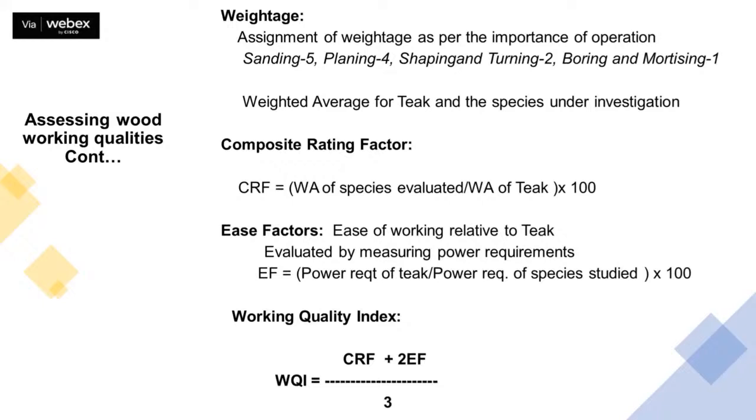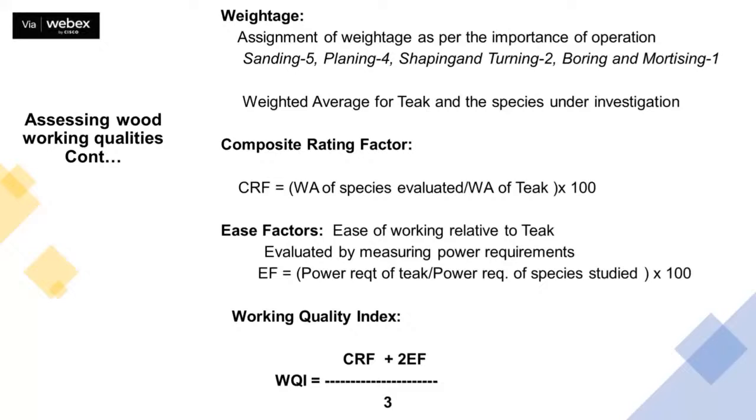For instance, sanding is the most important operation in almost all woodworking processes. That's why sanding is given a weightage of 5, and boring and turning are given importance of 2 and 3. But this can also depend on the end application. Suppose you are going for turning purposes, then turning can have more weightage. Then based on all these parameters, we calculate the composite rating factor. And along with the composite rating factor, we also calculate the ease of each factor, that means the process, how much energy that process requires.